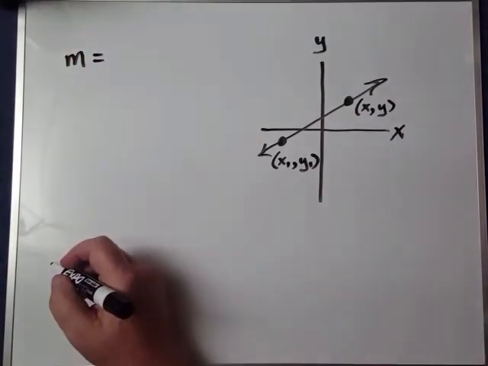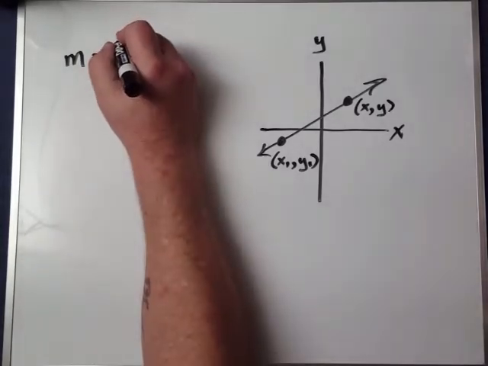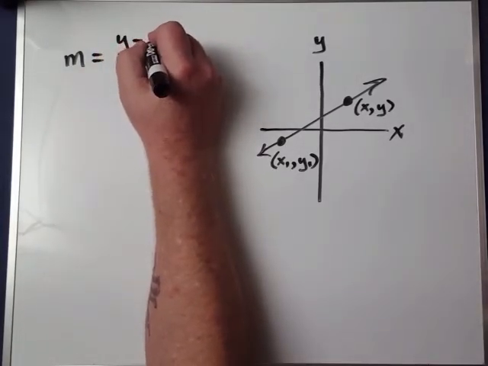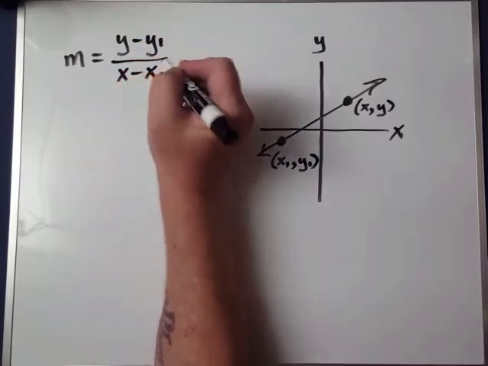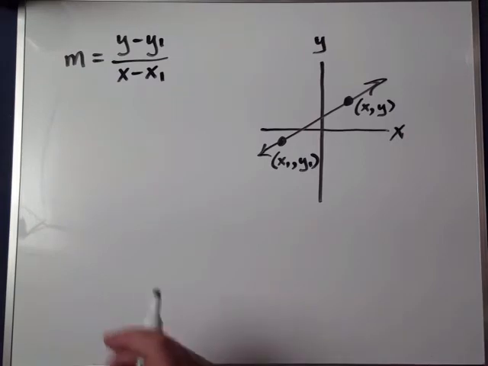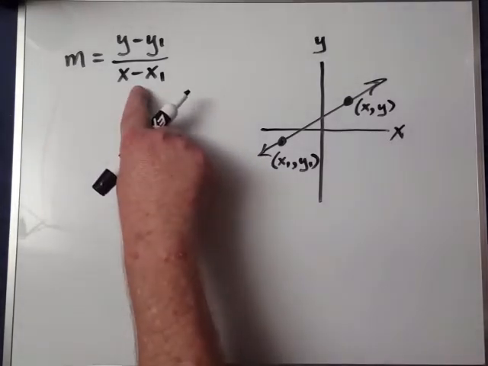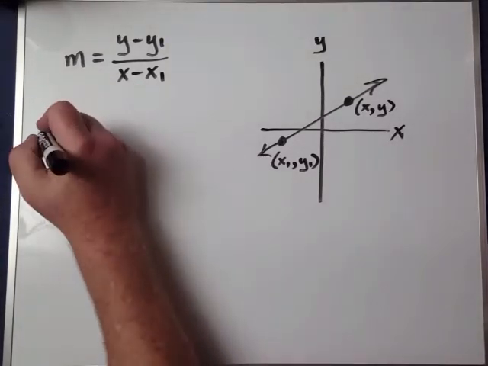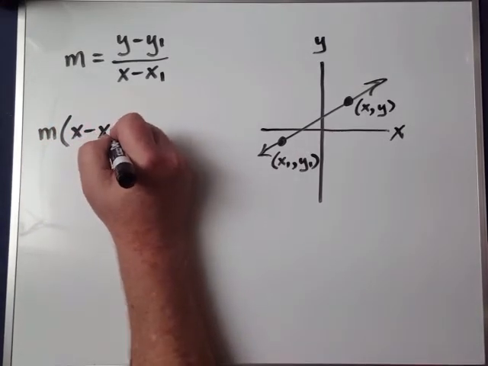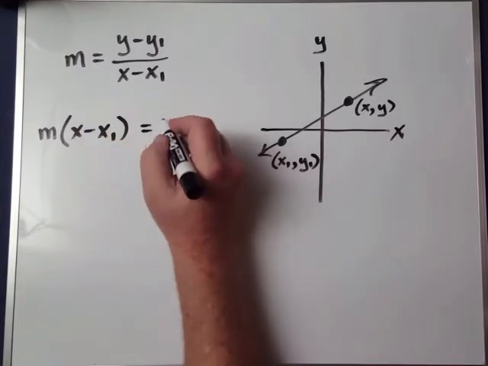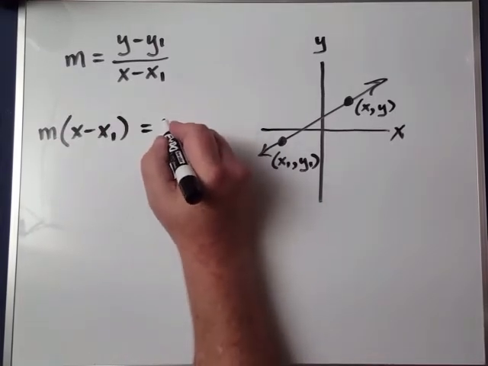The slope of this line is going to be the difference in the y's over the difference in the x's. In this case, y minus y1 over x minus x1. Now let's see what we can do with that. One thing I can do is clear the fractions. Multiply both sides by this denominator. That'll clear the fraction on the right-hand side, and my denominator pops up over here on the left.